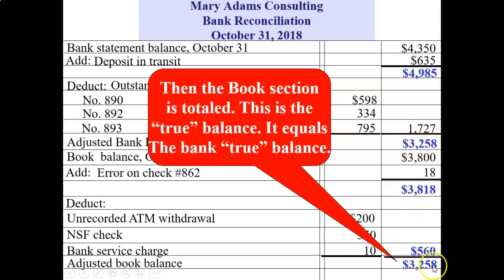Now, if it doesn't, you need to go back and find out. There's either something you forgot to put on here or something that you added when you were supposed to subtract, but you've got some kind of mistake, and you would have to find it until this balances.